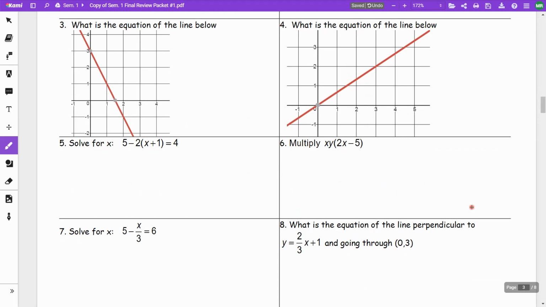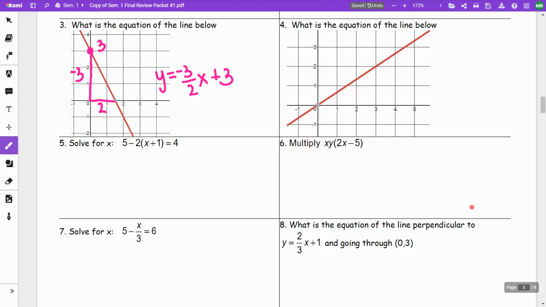On number 3, what is the equation of the line? So my y-intercept is at 3, and I'm going down, let's see, 1, 2, 3 over 2. So I'm going down 3 over 2. So I'm going to have y is equal to my slope, which is negative 3 over 2 x, plus my y-intercept, which is 3.